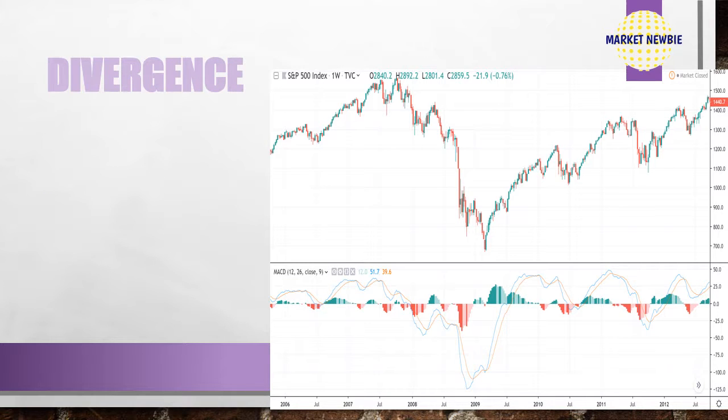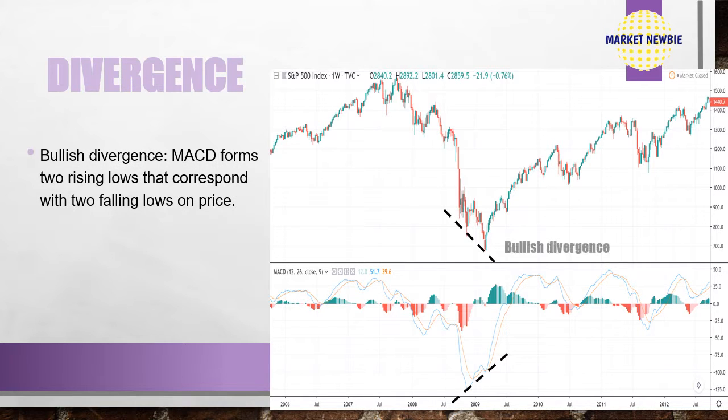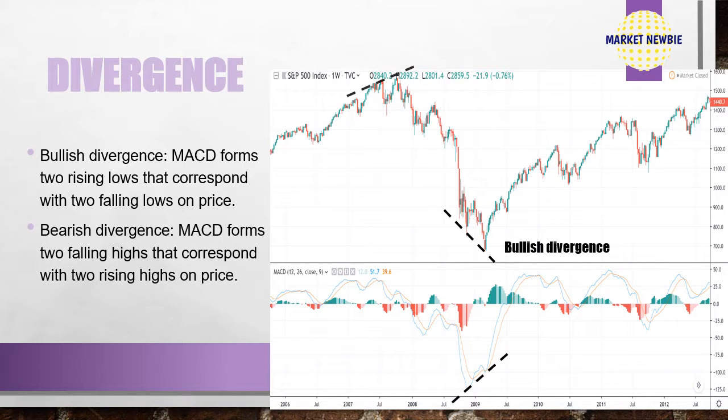When the MACD forms highs or lows that diverge from the corresponding highs and lows on the price, it is called a divergence. A bullish divergence appears when the MACD forms two rising lows that correspond with two falling lows on the price. When the MACD forms a series of two falling highs that correspond with two rising highs on the price, a bearish divergence has been formed.